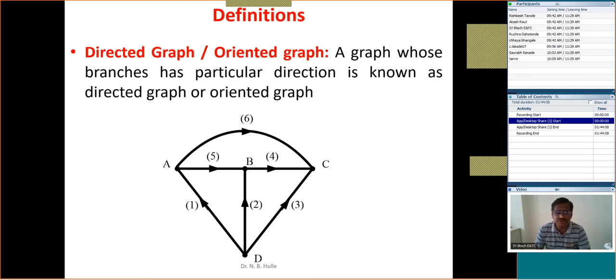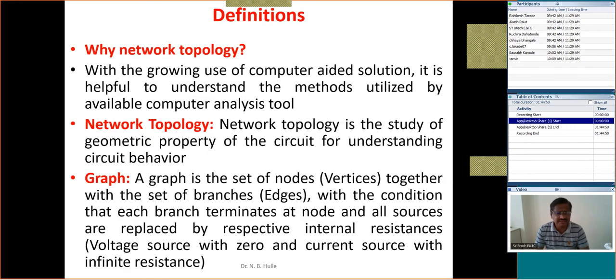You should be in a position to define the graph. How is the definition of the graph? What is the graph? It is a set of nodes together with a set of branches, with the condition that each branch terminates at a node and all sources are replaced by their internal impedances. That is the definition of the graph.